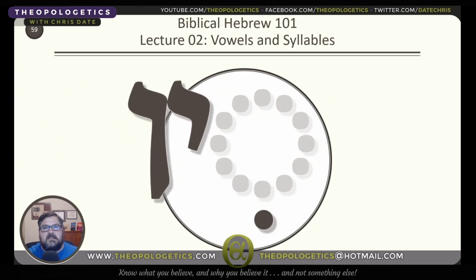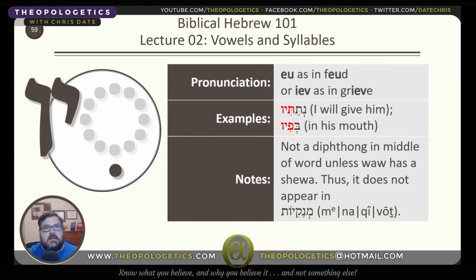And then one last diphthong is hirek yod vav. Again, this is pronounced differently depending upon how you've chosen to pronounce your vavs. If you pronounce the vav like a W, then this is ew, like the word feud. But if you pronounce the vav like a V sound, like modern Hebrew speakers do, then this is more like the IEV in the English word grieve. So natativ and befiv are words that end in this diphthong. And again, this is not a diphthong in the middle of a word unless the vav has a shava. Okay? So those are the diphthongs.